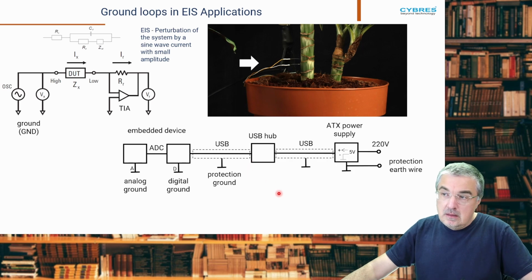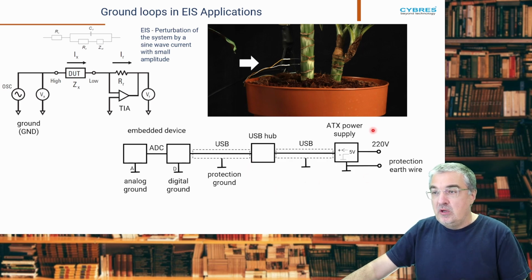But in, let's say, a common setup, if you use a personal computer with an ATX power supply, there is a specific element in such a system: minus 5 volt is connected to the protective ground, and it is connected again to the protective earth wire. It means whatever sensitive analog ground you use to perform these measurements is always connected to this protective earth wire, and this wire is extremely noisy.